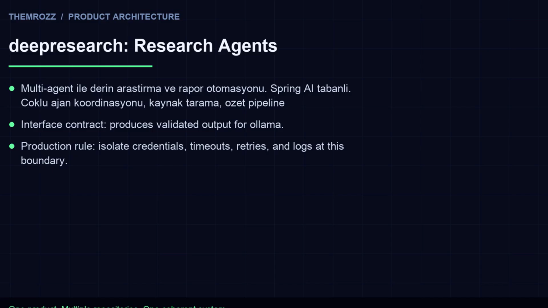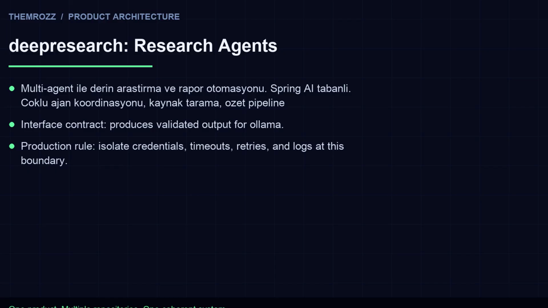deepresearch runs the synthesis workflow. It identifies claims across sources, resolves contradictions by weighting source recency and specificity, and generates the structured report using Ollama for each synthesis step. The deepresearch workflow calls Ollama multiple times, once for claim extraction per source, once for contradiction analysis, and once for final report generation. Each call stays local to the team's hardware.